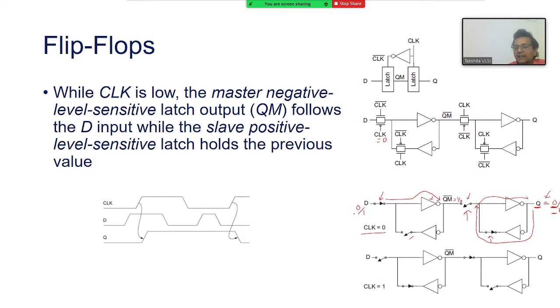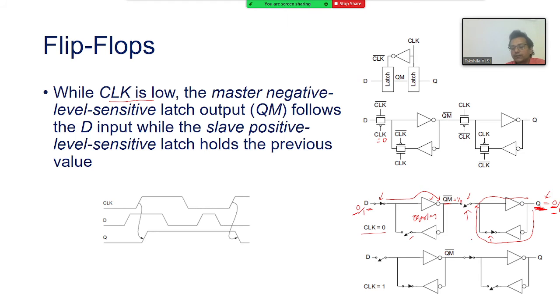Maybe in the previous cycle, whatever D was there got transferred to Q, so it was just holding that value, right? So that's what I am saying: when the clock is low, the master latch output will follow the D input. D goes to QM, simple. But the slave output, this latch, will hold its previous value, whatever it was.